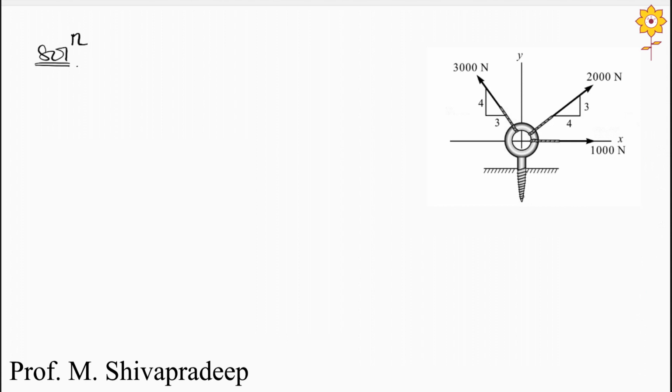Instead of the angle, they have given the slope of that force, which means the direction of the forces. Now we have to find out the angle, that is theta, for the 2000 force and the 3000 force.